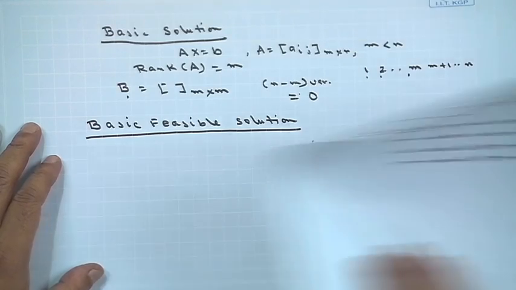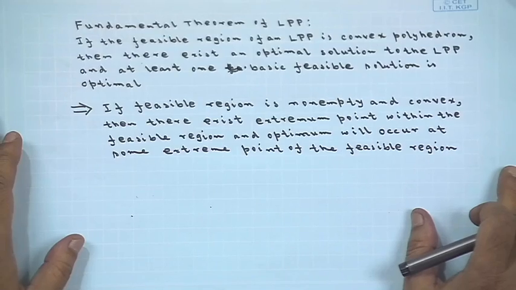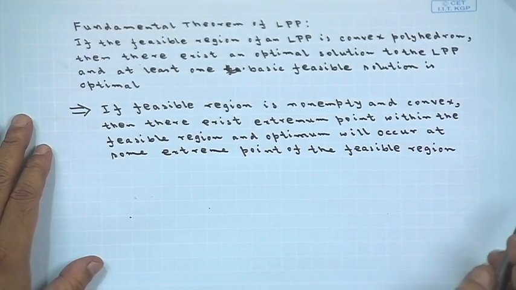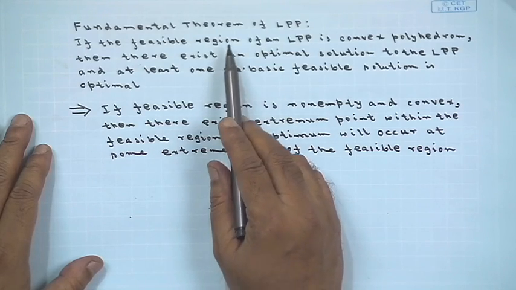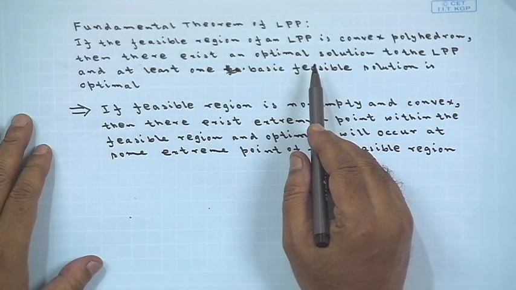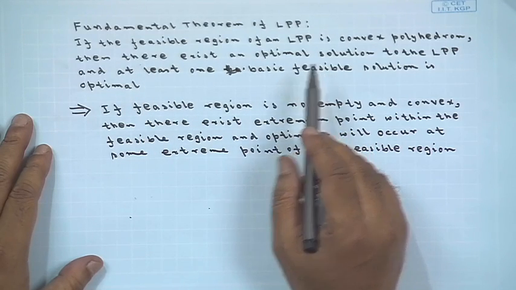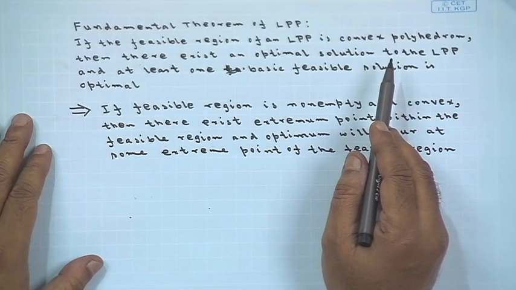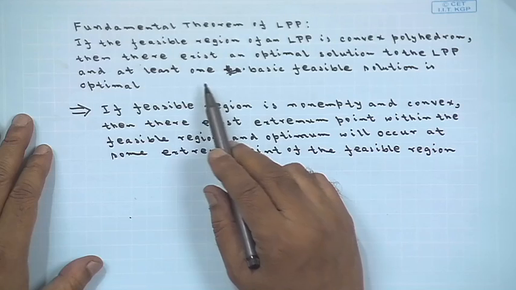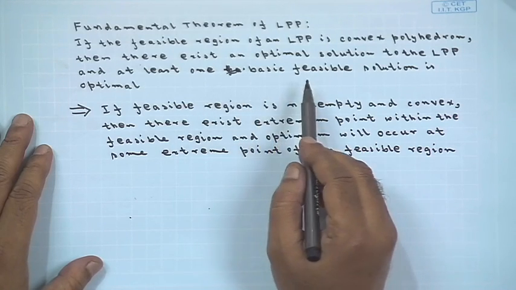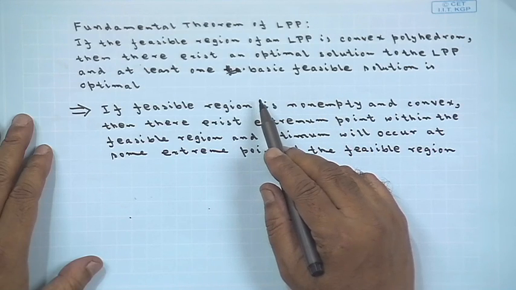Now, let us go through quickly some theories which are important, which we have to use afterwards. First one is the fundamental theorem of LPP. What it says: if the feasible region of an LPP is a convex polyhedron, please note this, already we have told the feasible region will form the convex polyhedron, then there exists an optimal solution to the LPP and at least one basic feasible solution is optimal.